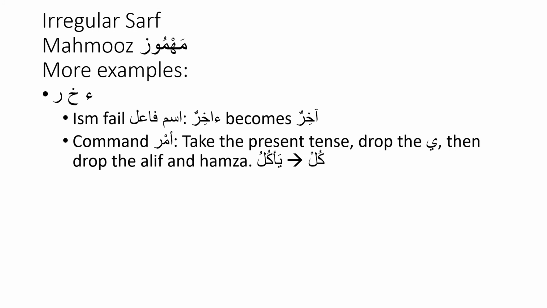And one more example here. So the ism fa'il. The ism fa'il here with akhirun, it can also be spelled with the alif medda, and the command, the fil amr. So you take the present tense, drop the ya, then drop the alif and hamza, you go from ya'kulu to just kul, like the previous one with sal.